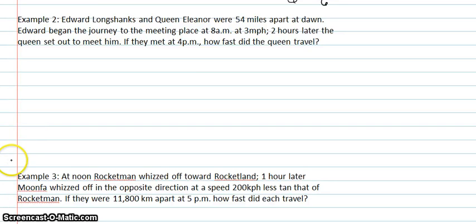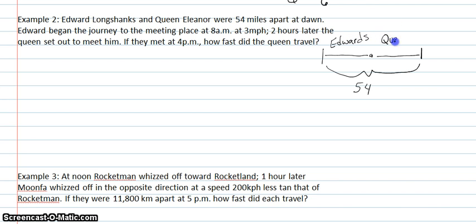So again, we have two different rate, time, and distances, and two different parts that will add up to give us a total amount of miles or distance. Now this time they add up to 54, and we have Edward's, and then we have the Queen's. And so for our rate, time, and distance, one will have a subscript of E for Edward, and the other rate, time, and distance will have a subscript of Q for the Queen.